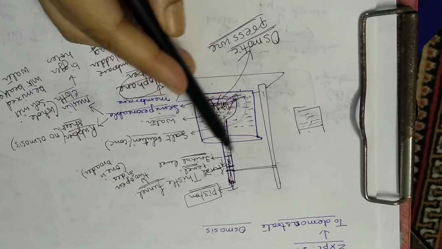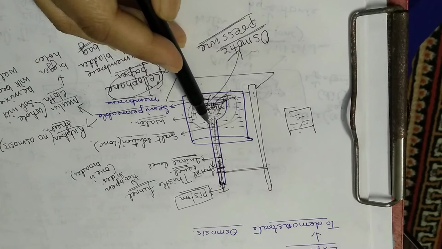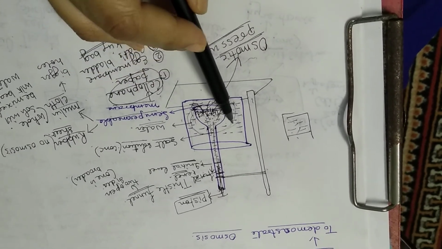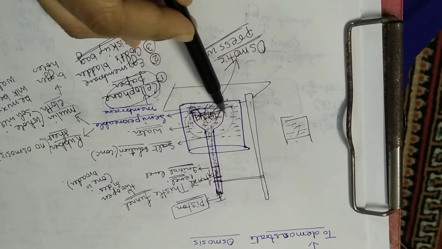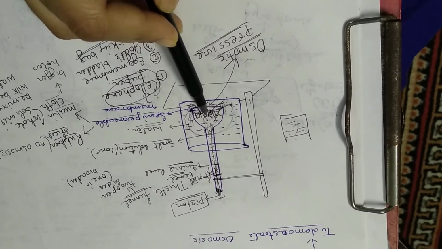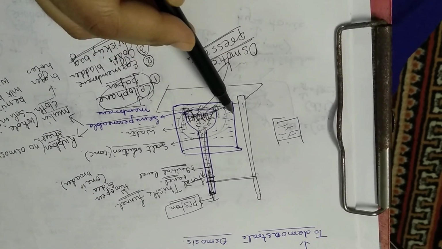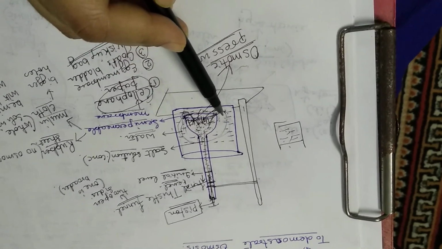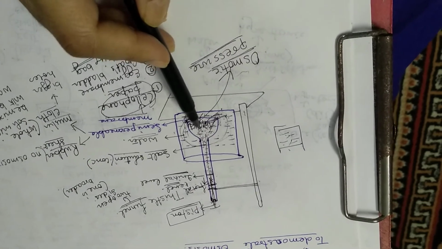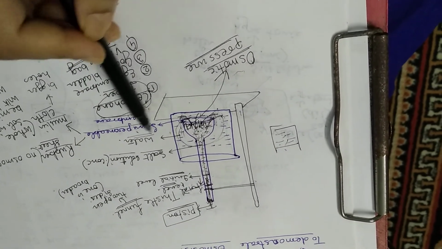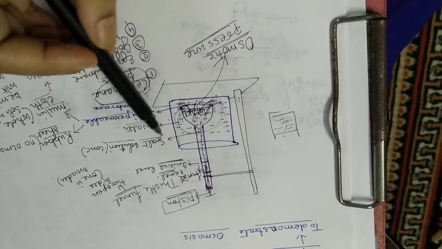So what conclusions can we draw from this experiment? In this experimental setup, some water of the beaker has passed through the cellophane paper to enter the thistle funnel. Sugar from the thistle funnel has not passed into the beaker. This is a very important point to be noted. And the cellophane paper has acted over here as a semi-permeable membrane. So these are the three conclusions we can draw from this particular experiment.